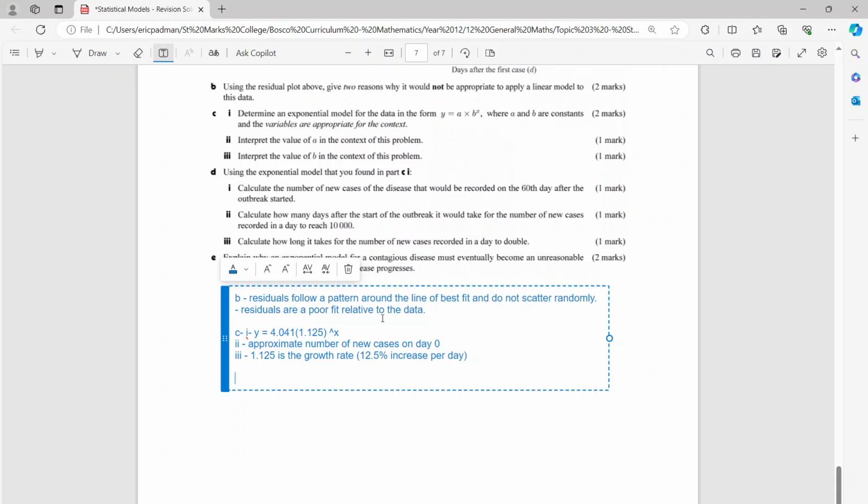Now I'm running short on time, I need to go to a meeting. Calculate the number of new cases of disease recorded on the 60th day of the outbreak. So x equals 60, and the second one is y equals 10,000.